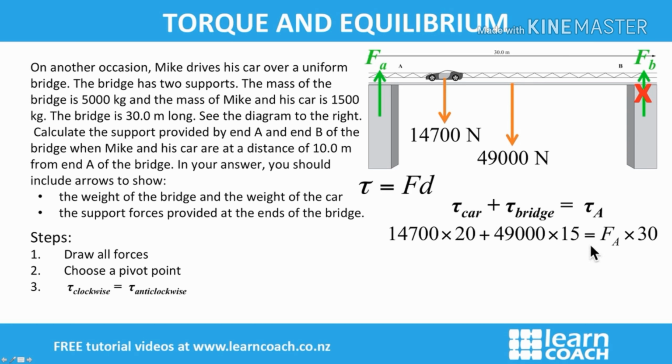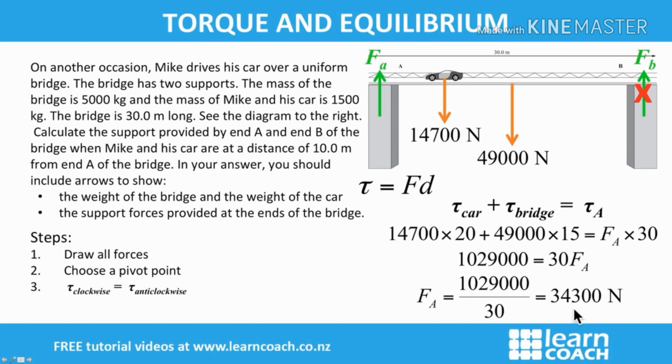Putting this whole left-hand side of the anti-clockwise torques into our calculator gives us 1,029,000 equals 30 times the force on A. So now we can just rearrange this, divide this 1 million or so by 30, and that gives us the force on A, which turns out to be 34,300 newtons. So that is our force on point A pointing upwards. Often in an NCEA question, they're only going to ask you to find one of these support forces. So they might just ask you to find support force A.